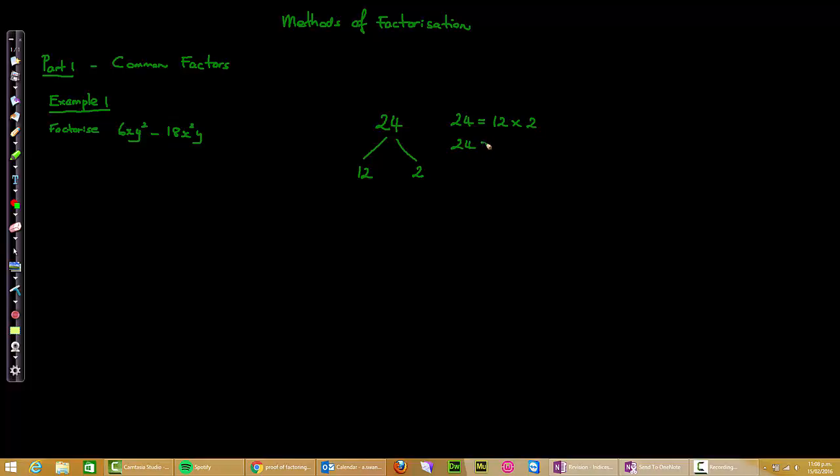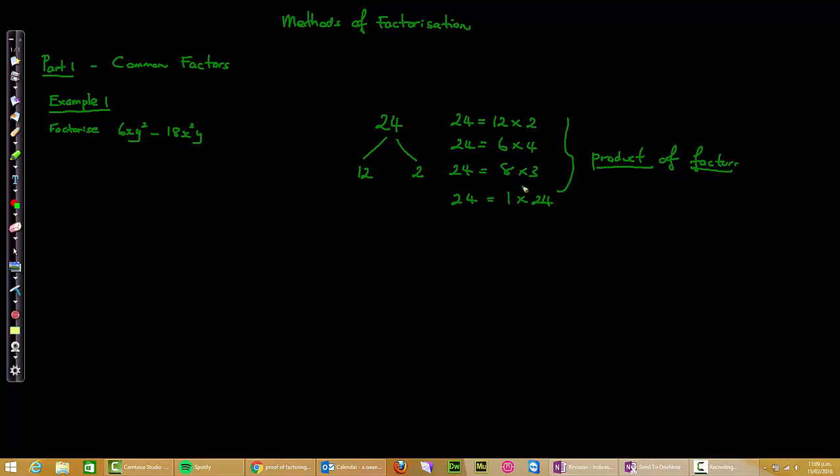Now, of course, you could also say it's equal to 6 times 4 or 8 times 3. And these are all different ways of writing it as a product of its factors. And of course, 1 is always a factor of any number, so 1 times 24 as well. Now, I think that's all the different ways I could rewrite 24 as a product of its factors. So the key words here are product of factors.